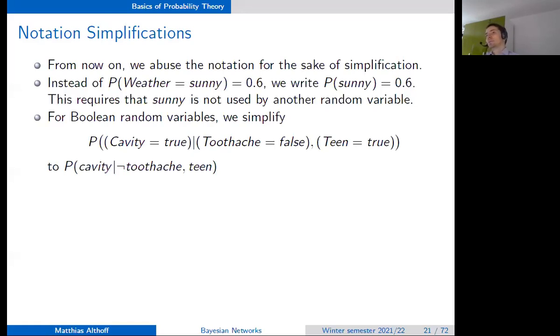Then we will use for Boolean random variables another simplification. Instead of saying a random variable is true, we just use the name of the random variable without capitalization. If it's false, we use the name, again without capitalization, and put this negation symbol in front of the name. That is good because then you don't have the problem that you need values to be unique. But of course, this trick only works if you have Boolean values.